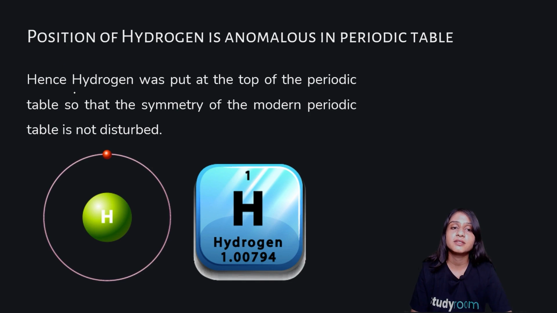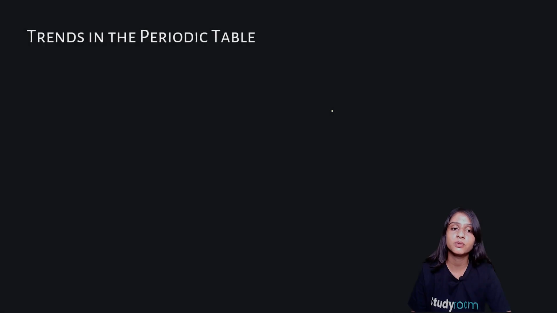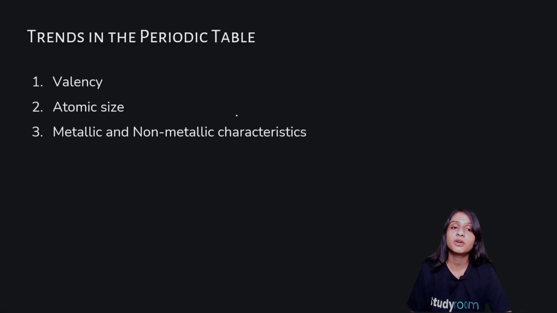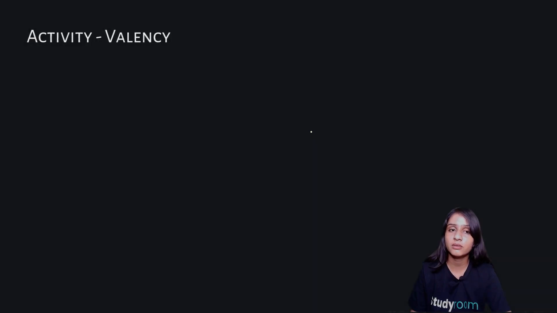So hence hydrogen was put at the top of the periodic table so that the symmetry of the modern periodic table is not disturbed. Okay. So trends in the periodic table. It has valency, atomic size, and metallic and non-metallic characteristics. These are the characteristics on which we are going to discuss in the periodic table.